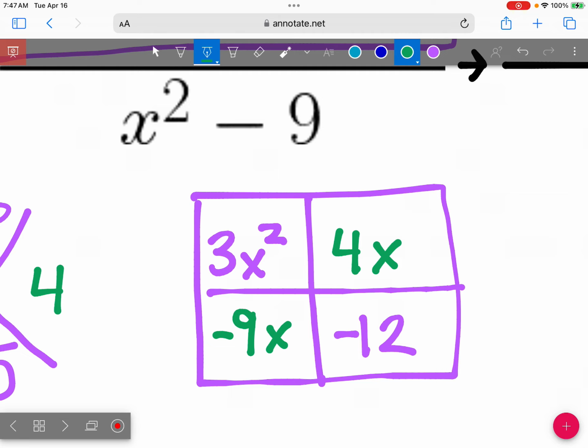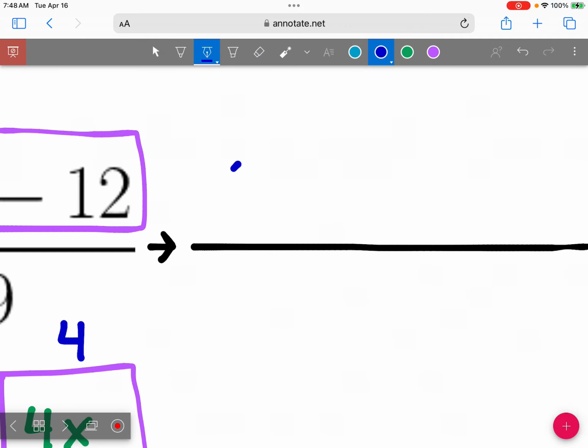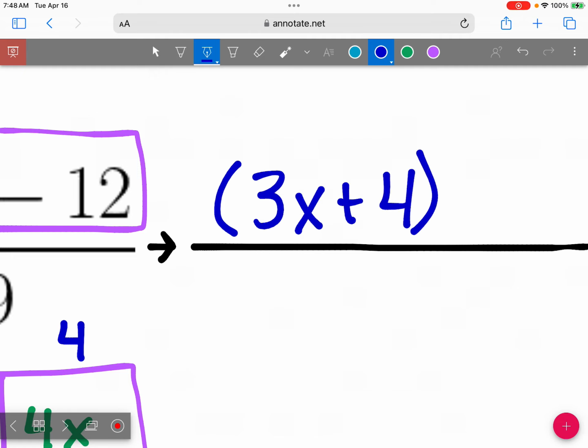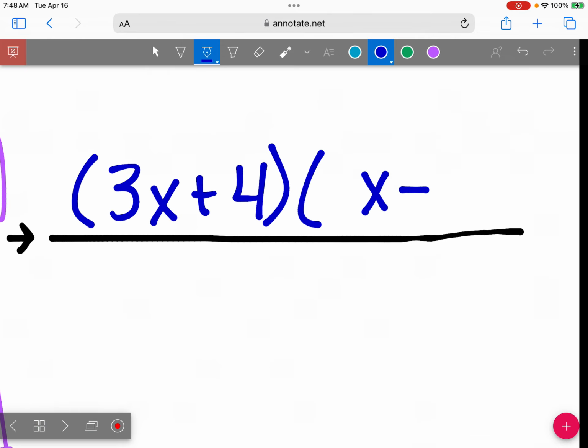So we're going to pull our factors in columns and rows. So our first column here, we're going to have 3x, and our second column is a 4. Our top row, we have an x, and our bottom row, we have minus 3. So our factored form is going to be 3x plus 4 and x minus 3.